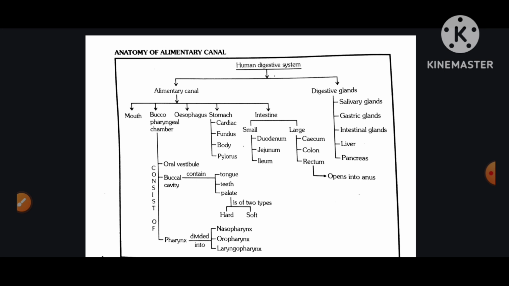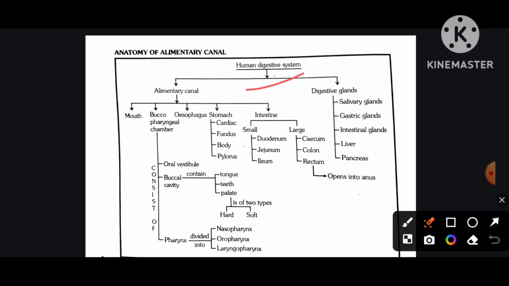Anatomy of alimentary canal. Human digestive system is divided into two parts: alimentary canal and digestive gland. Alimentary canal is divided into 5 parts: mouth, buccopharyngeal chamber, esophagus, stomach, intestine. Buccopharyngeal chamber is divided into 3 parts: oral vestibule, buccal cavity containing tongue, teeth, palate. Palate is divided into 2 parts: hard palate and soft palate. Pharynx is divided into 3 parts: nasopharynx, oropharynx, laryngopharynx. Intestine is divided into 2 parts: small intestine, large intestine.